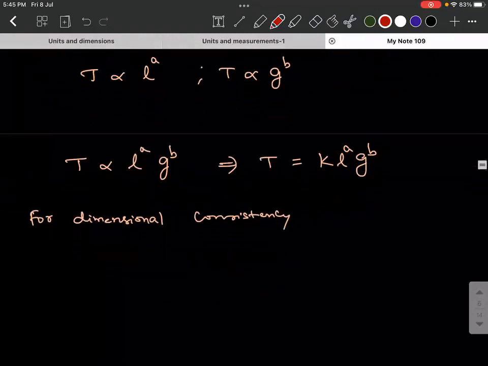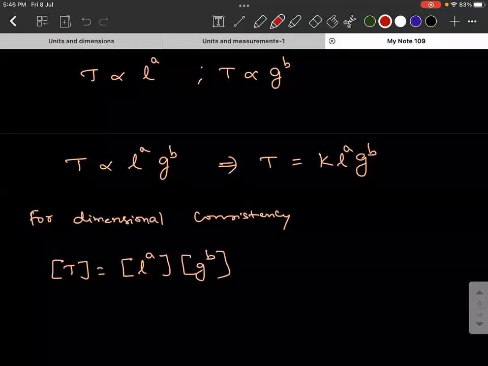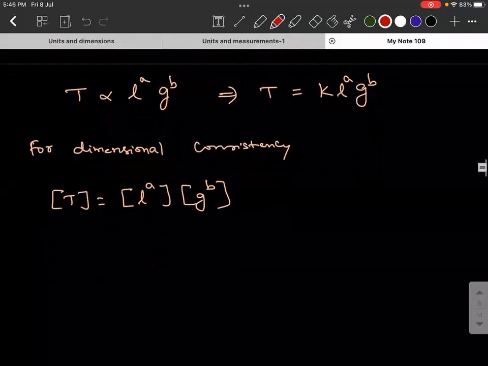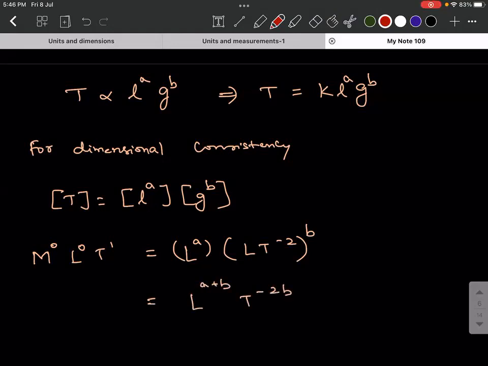For dimensional consistency, the dimensional formula of T is equal to the dimensional formula of L power a into the dimensional formula of g power b. Right? So the dimensional formula of T is M0 L0 T1, which is equal to, what is the dimensional formula of L? Only L. So L power a. The dimensional formula of g is L T minus 2, to the power b. So what do I get? L power a plus b into T power minus 2b is M0 L0 T1.